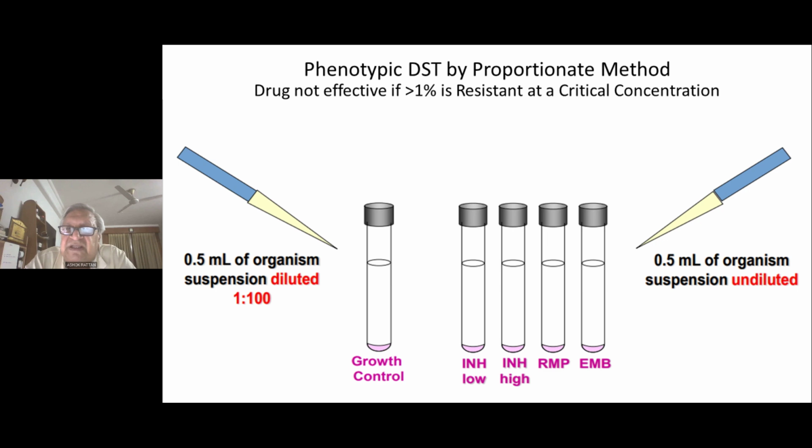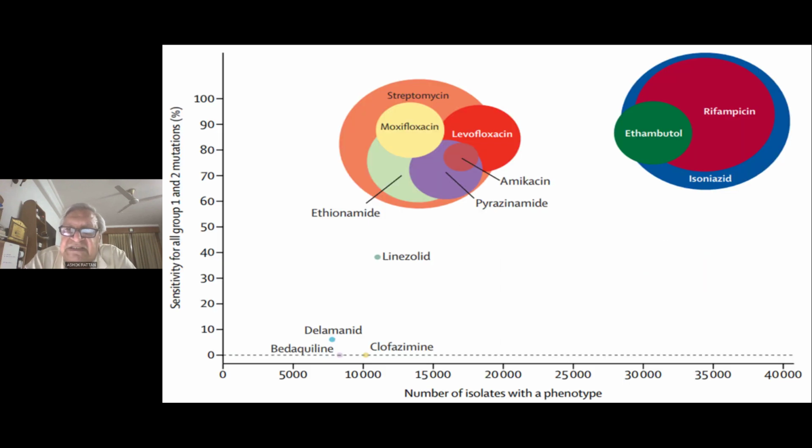And overall, they've noticed that there's a lot of resistance existing against rifampicin, INH, and ethambutol, which are the traditional ones, and moxifloxacin and levofloxacin are also emerging. But as you notice, bedaquiline, delamanid, and clofazimine have less resistance available.